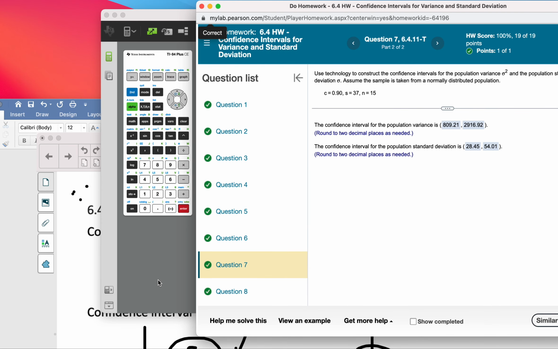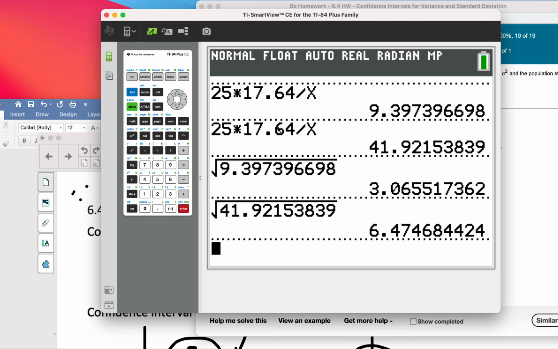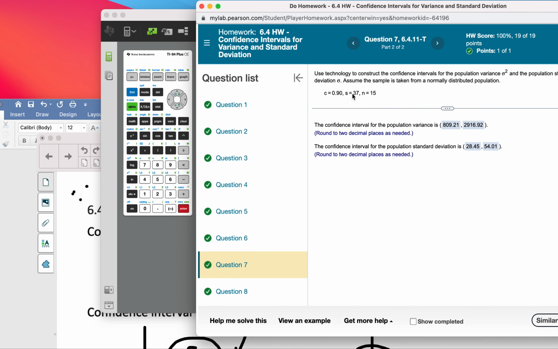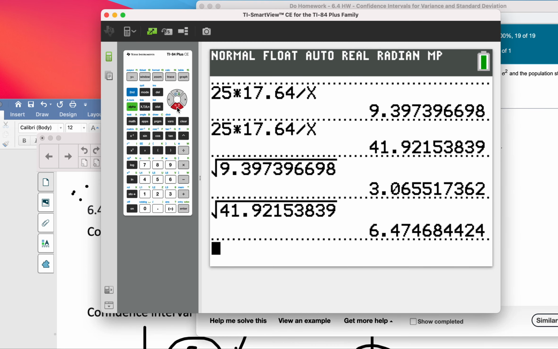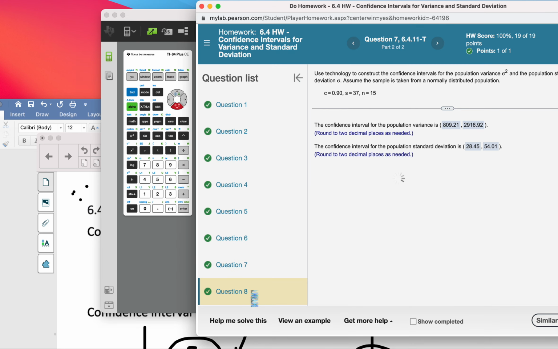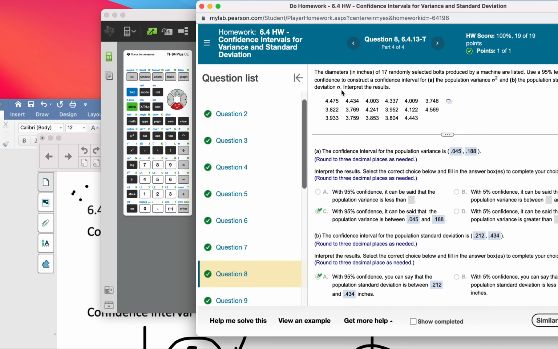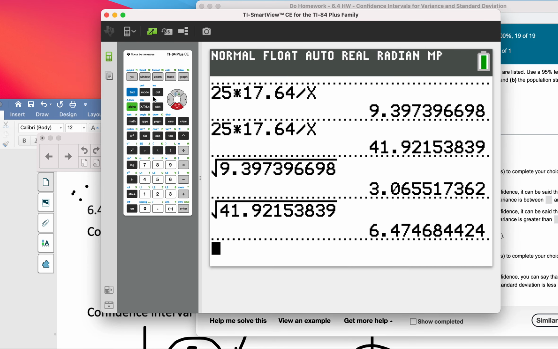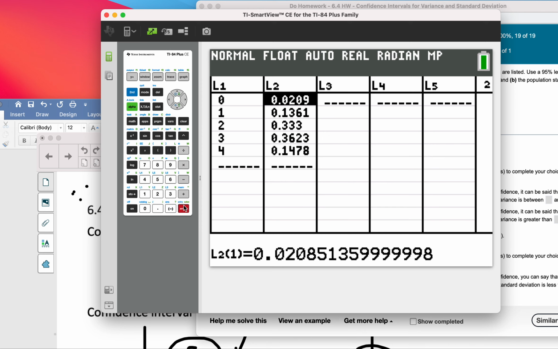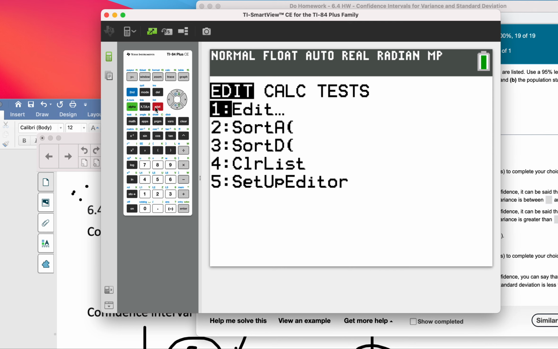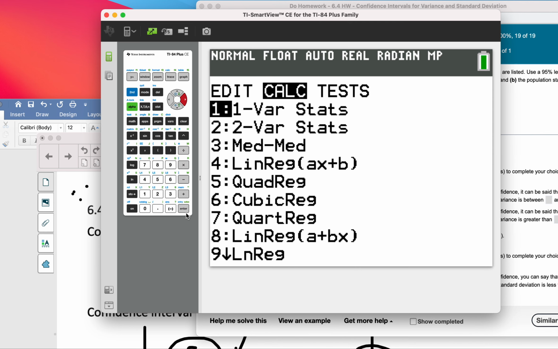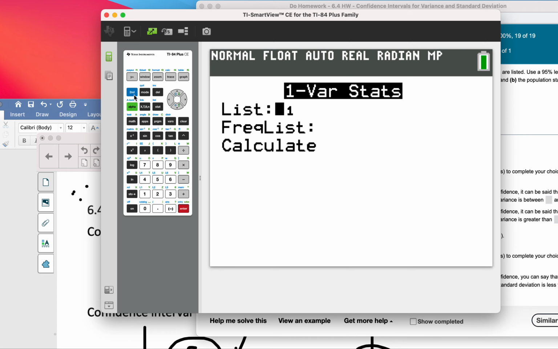Okay, a couple more problems. This next one just has s. So I'd have to square it, instead of 37, I've got to put 37 squared in for that. Not that one. This one has numbers. See if I have a list in here. Yeah, this will work. So put it in here. Do your 1-Var Stats. I got some numbers in L2, so I'll just use that. Go to calculate.